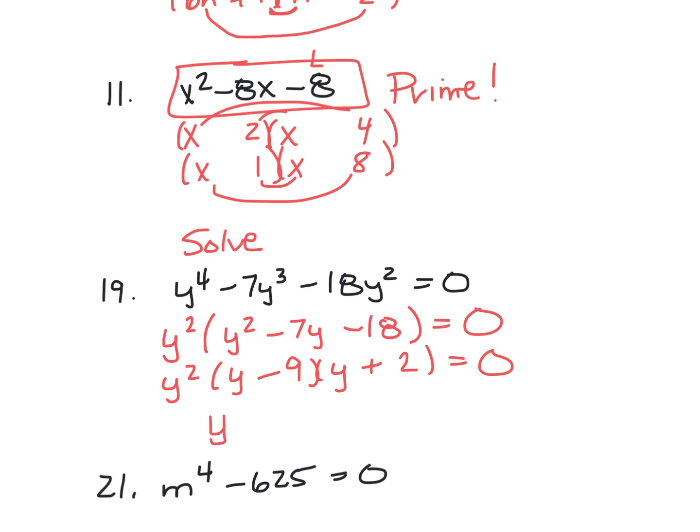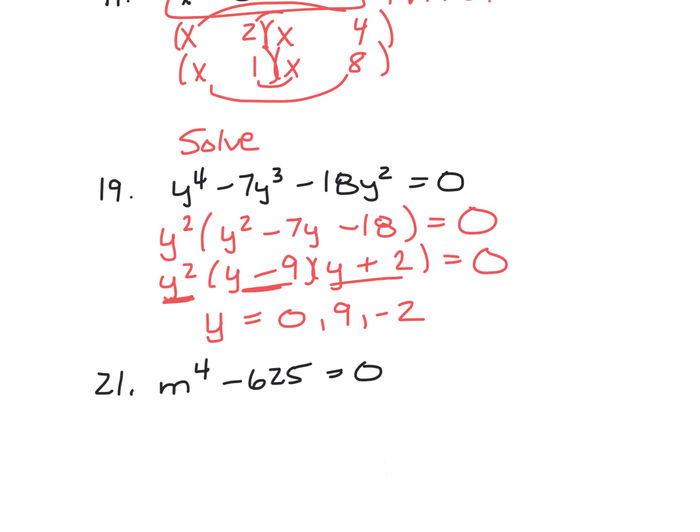Now when we're solving this, we have to go one step further and ask ourselves, what makes each of these factors equal 0? What makes y squared equal 0 when y is 0? What makes y minus 9 equal 0? +9. And y plus 2 would be -2. And those would be your three solutions there.